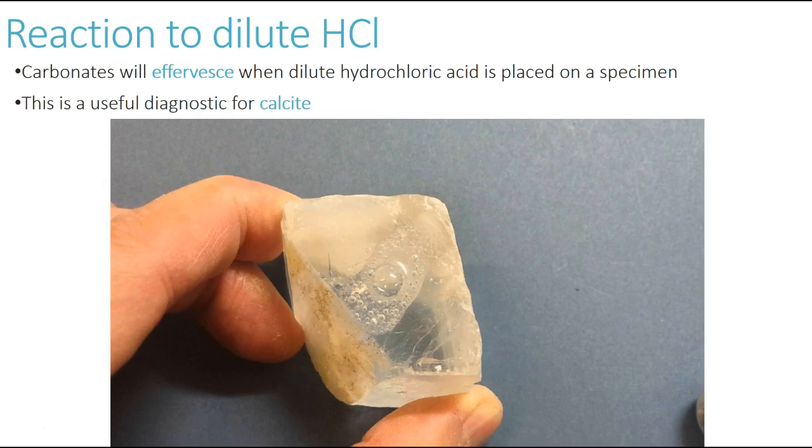Now, the last one that I want to look at is the reaction to dilute hydrochloric acid. Carbonates in particular will effervesce or fizz when dilute hydrochloric acid is placed on a specimen. This is really a very useful diagnostic tool for calcite. You can see here we've got a sample of calcite and they've put hydrochloric acid on it, and you can see the effervescence, the bubbles in that solution there.